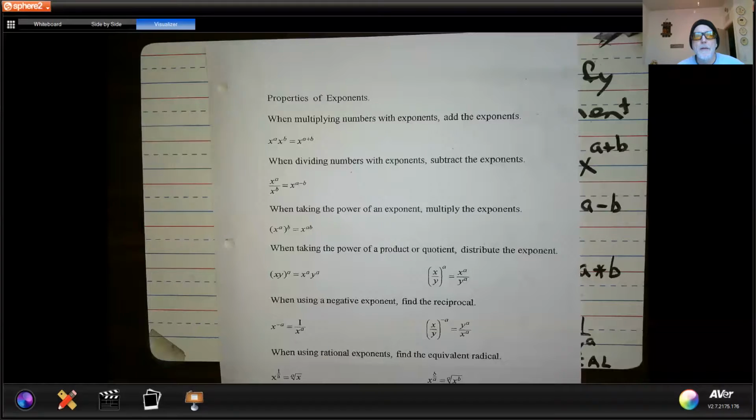Today we're starting the recording. Today we're simplifying exponents. Okay, and here we go.